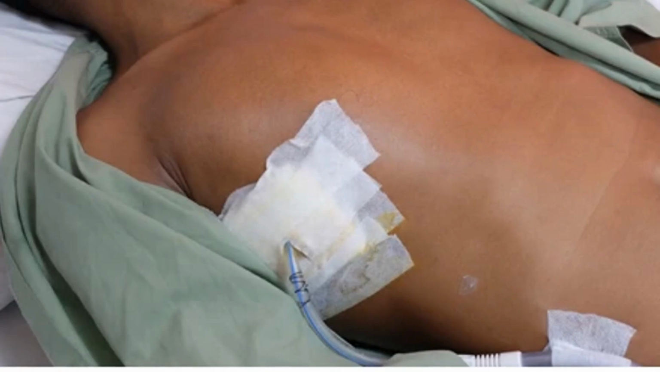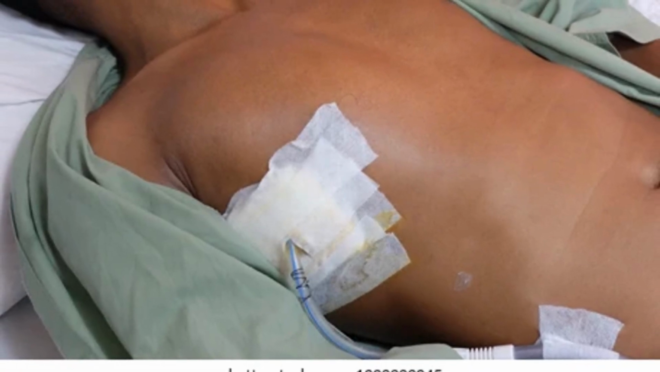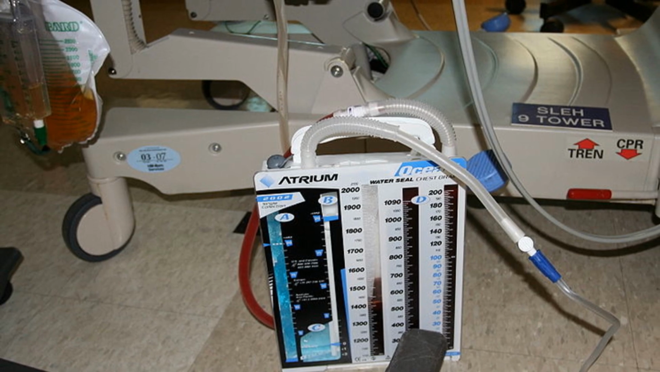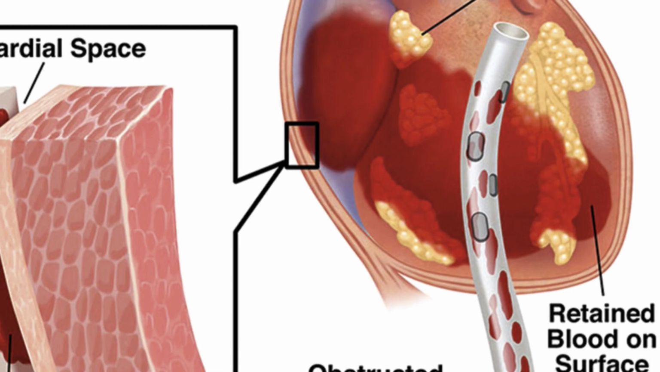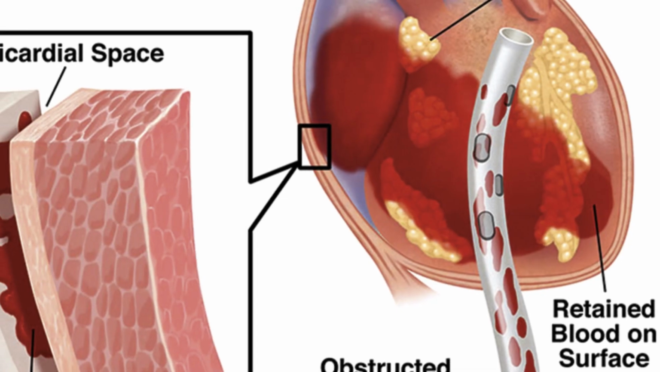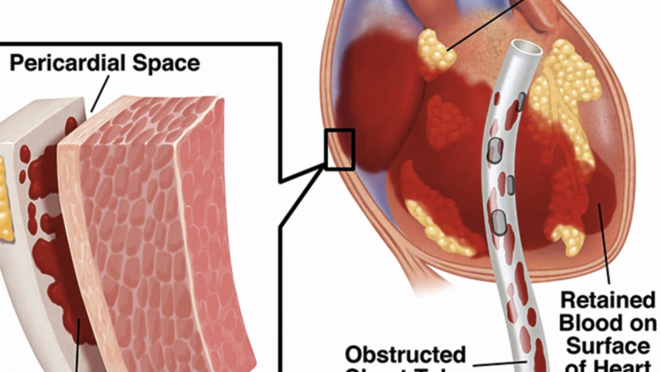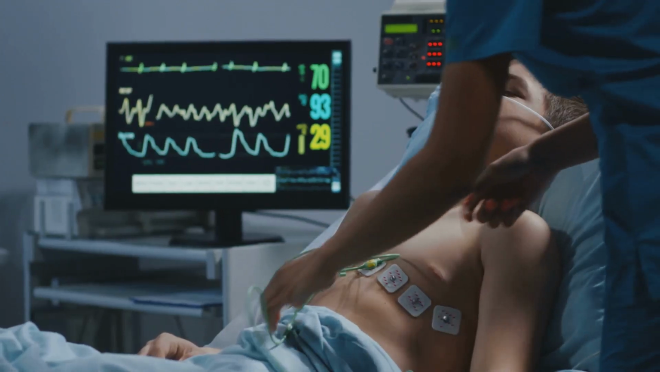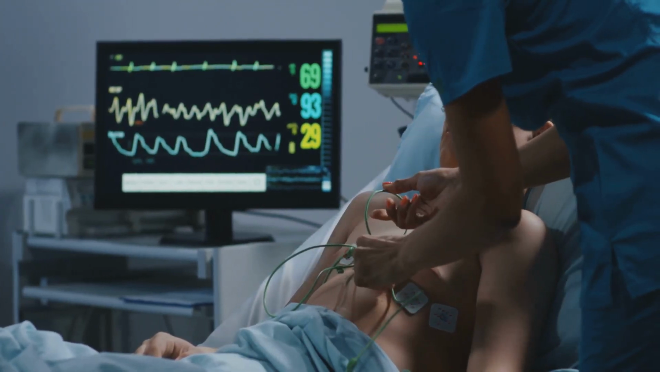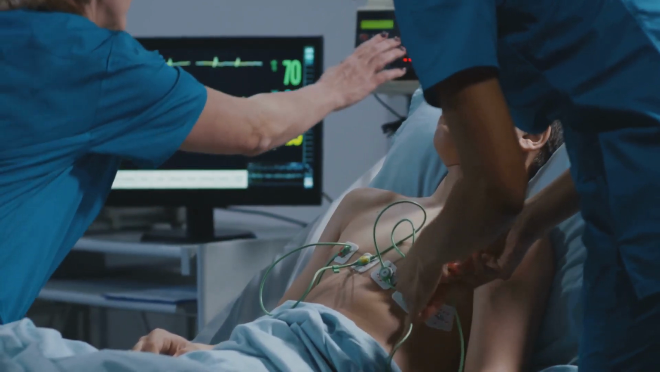First, check the insertion site for signs of infection or air leaks, like crepitus or bubbling in the drainage chamber. Make sure all connections are secure and the dressing is clean and occlusive. Assess the drainage. For pleural tubes, I watch for sudden increases in bloody output, which could mean active bleeding, or a sudden stop, which might mean a blockage. For mediastinal tubes, I'm hypervigilant for signs of tamponade, like hypotension, muffled heart sounds, or jugular venous distension.